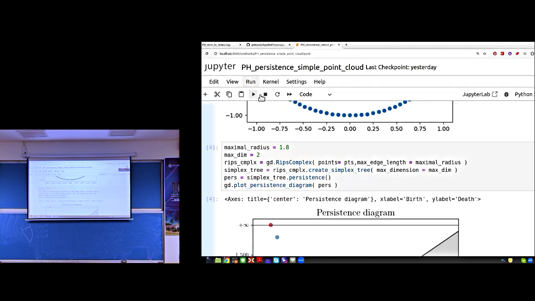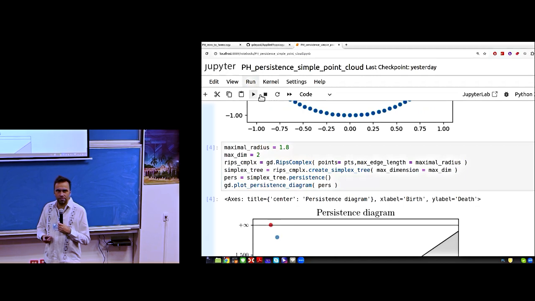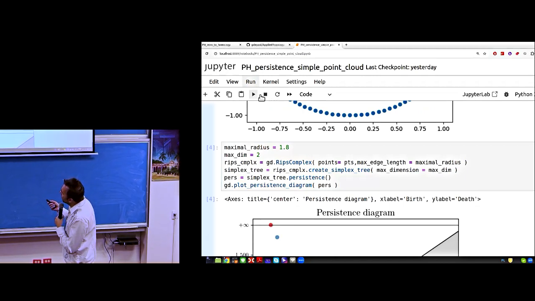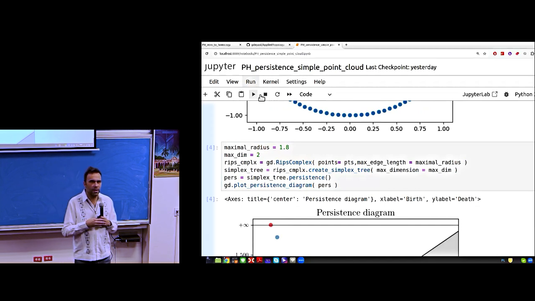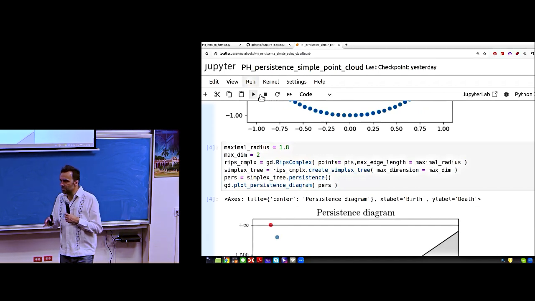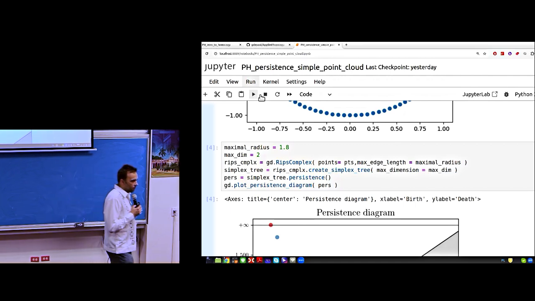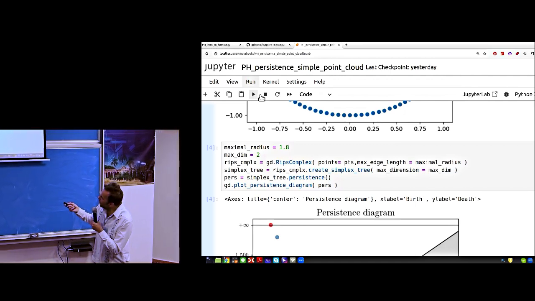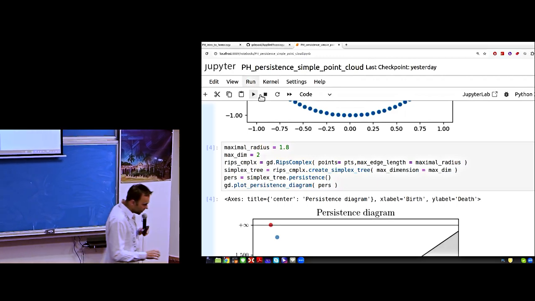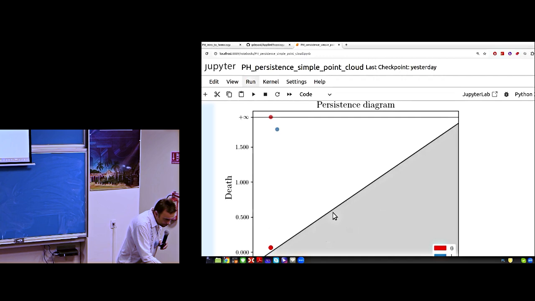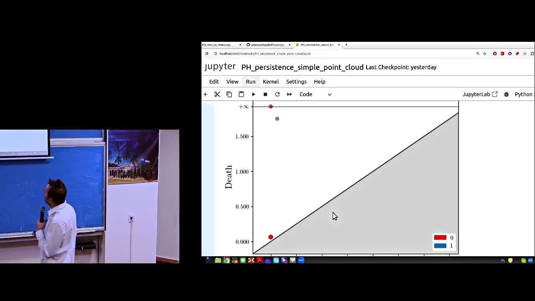This time I'm taking the maximal radius 1.8. So I'm limiting the radius; I don't want the radius to be too large. Maximal dimension 2, because I know that my points are from the plane. I know that in principle I am expecting connected components and cycles, but not voids and higher dimensional homology classes. So that's reasonable. And I'm calling this Rips complex construction, computing the persistence diagram, which is here. So the 0-dimensional classes are in red, the 1-dimensional classes are in blue.